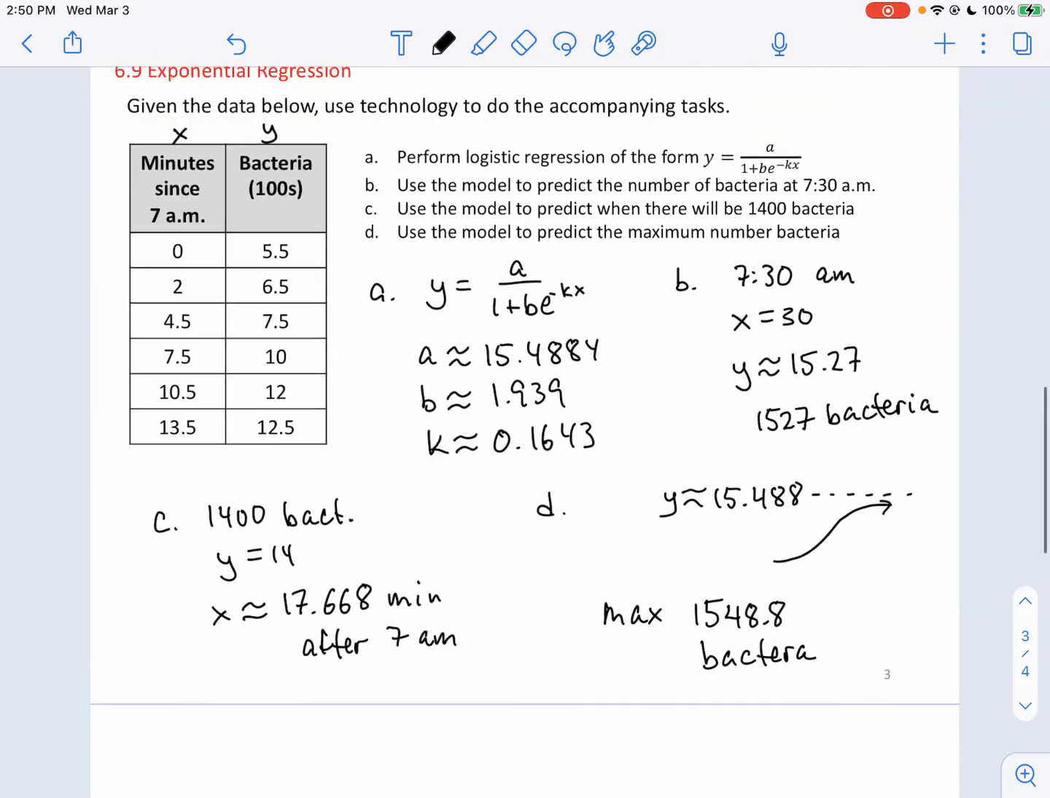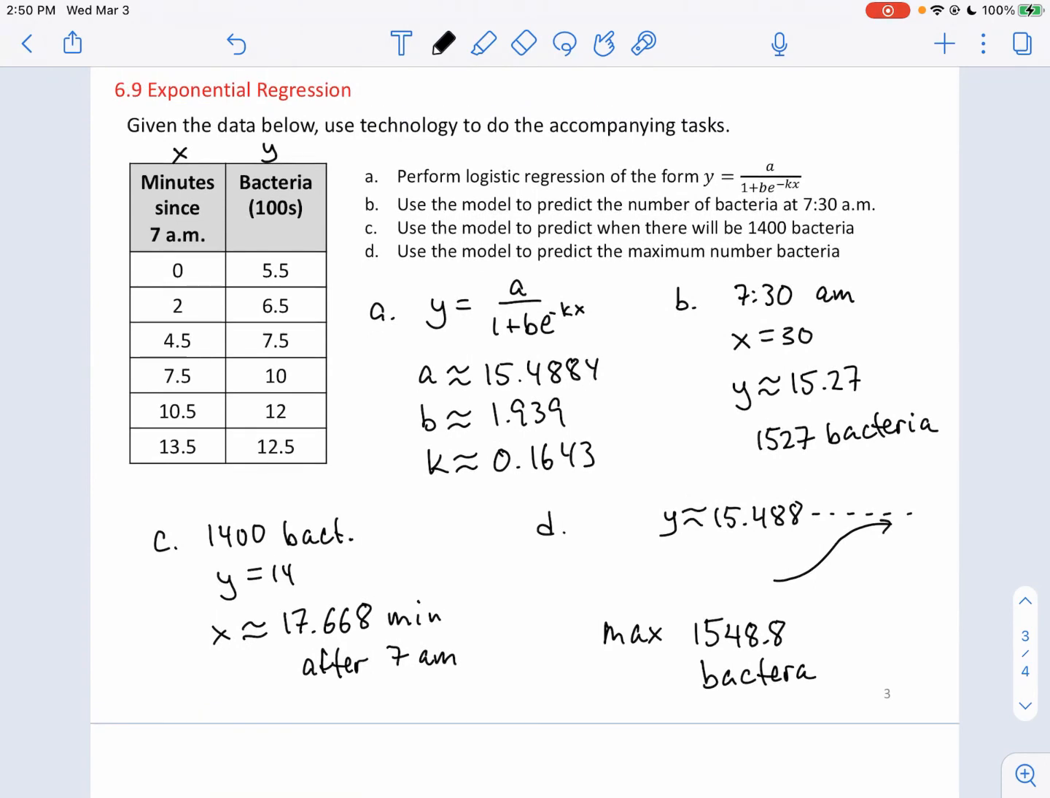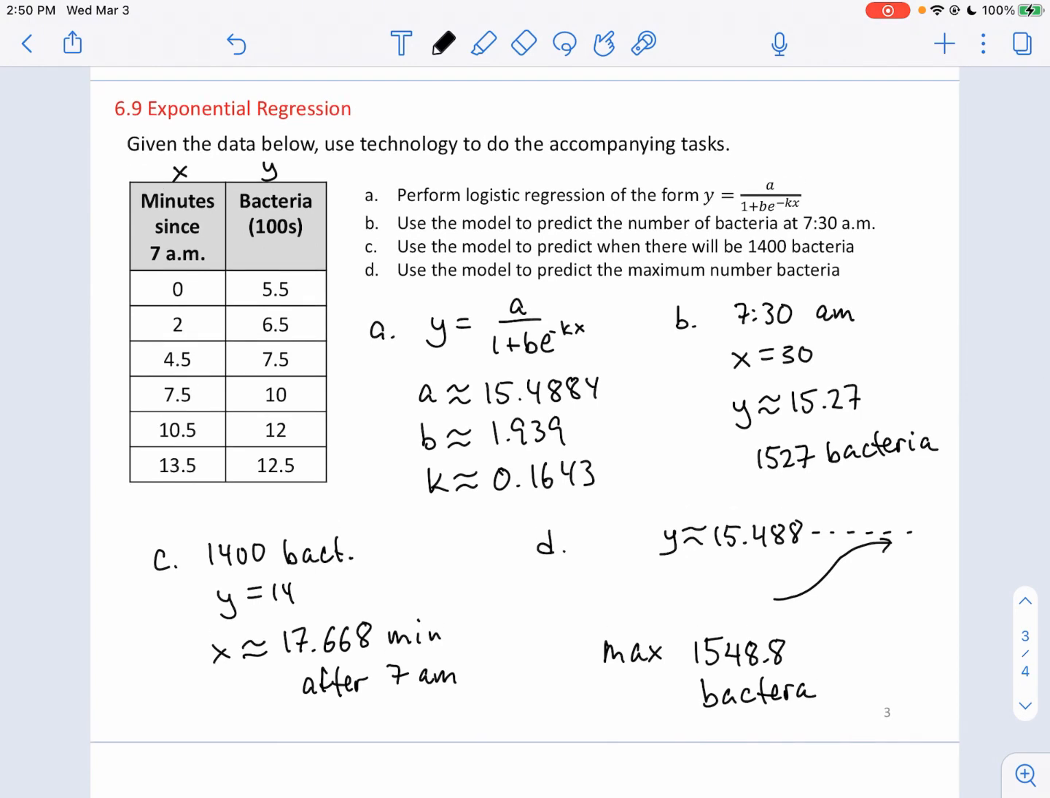Okay, and that is how we do a logistic regression when our data supports the idea that there would be a maximum carrying capacity for any certain population. And that wraps up exponential regression.